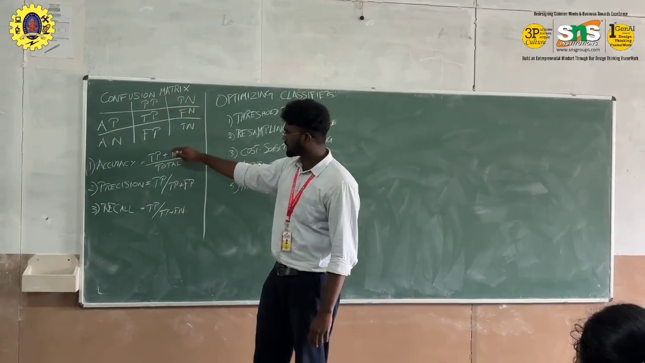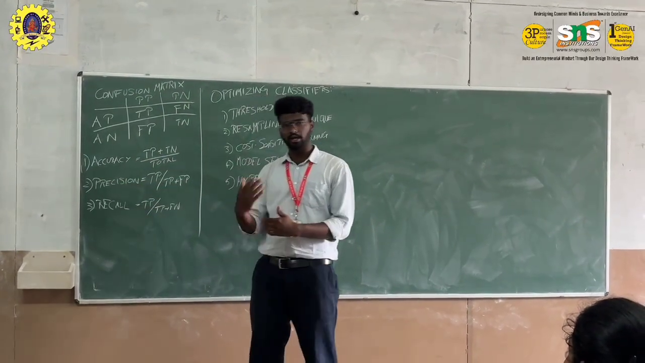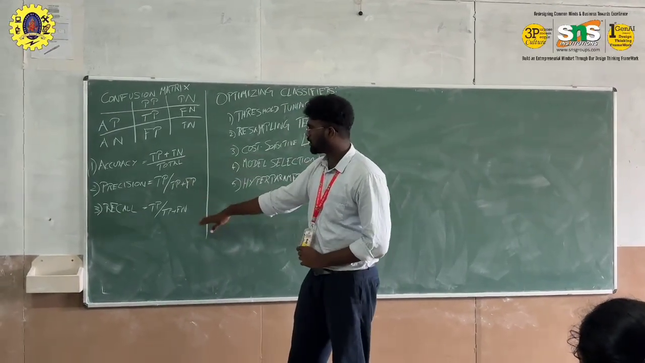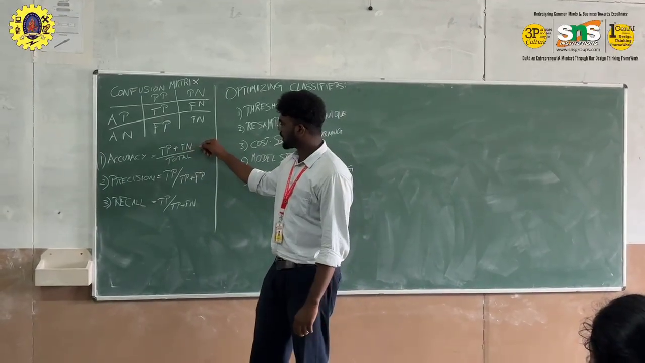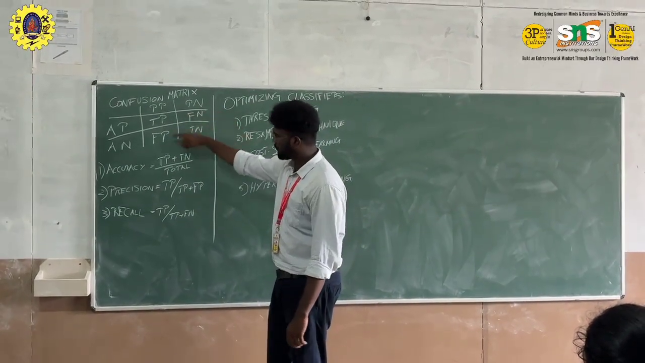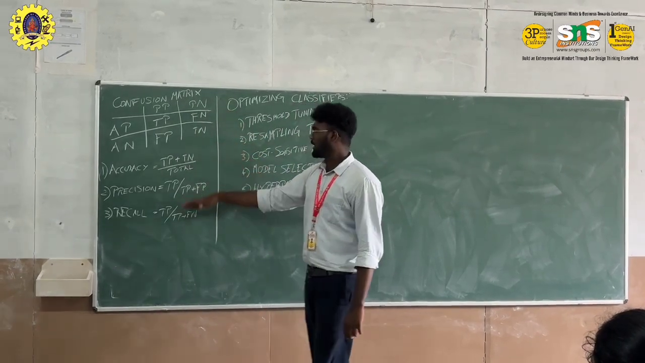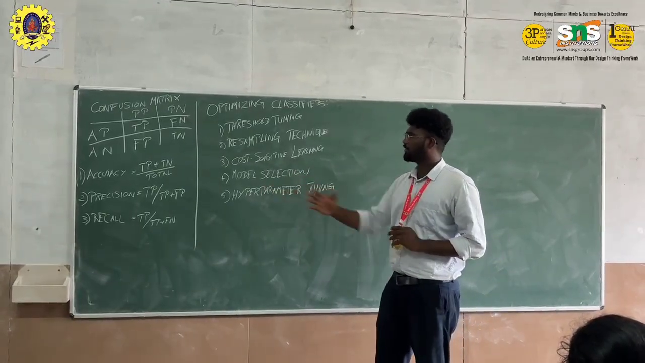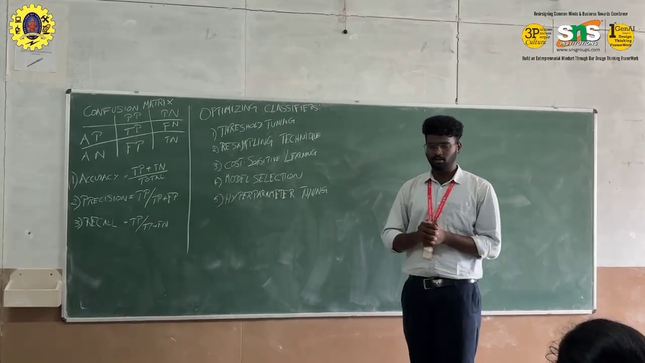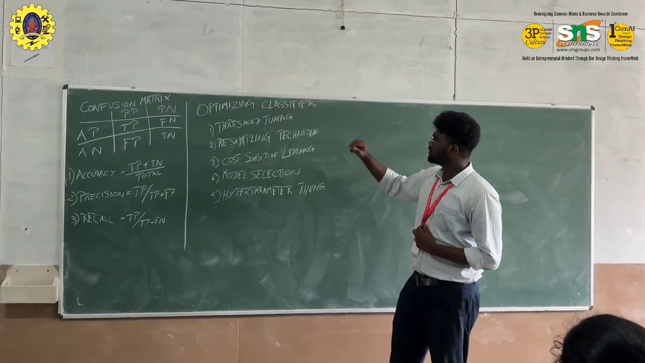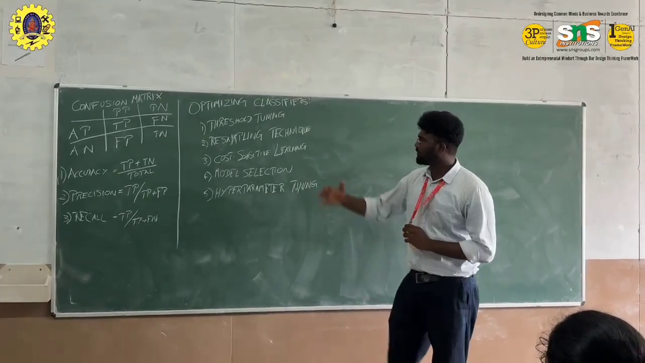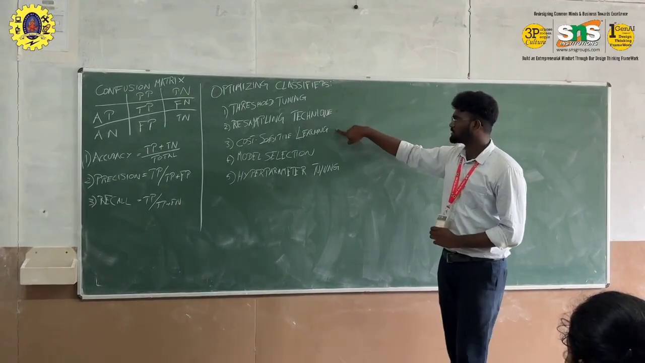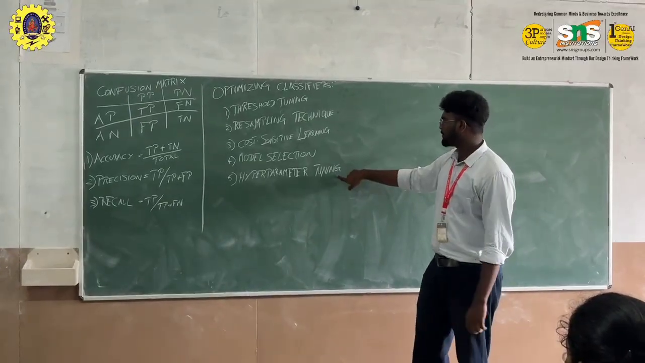By using this matrix, we can calculate accuracy, precision, recall, F1 score, etc. For this case, we take only three: accuracy, precision, recall. The formula for accuracy is true positive plus true negative divided by true positive, false positive, false negative, true negative. The formula is a predefined one. After defining the formulas, we need to optimize the classifier to perform well. For that, we need to evaluate the metrics. The optimization techniques are of 5 types: threshold tuning, resampling, cost sensitive, model selection, hyperparameter tuning.